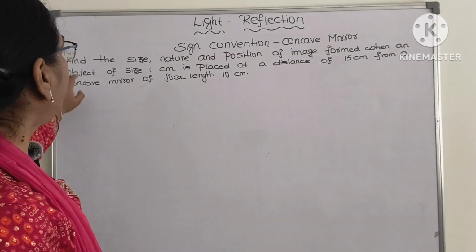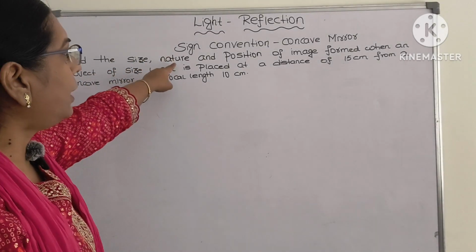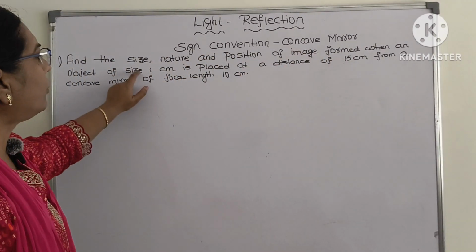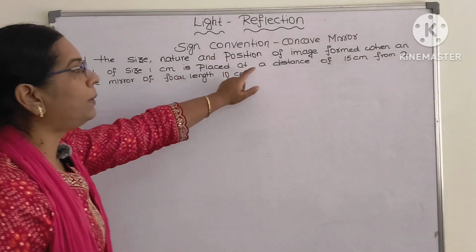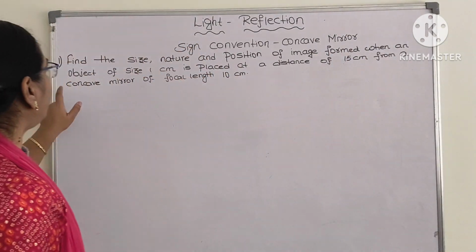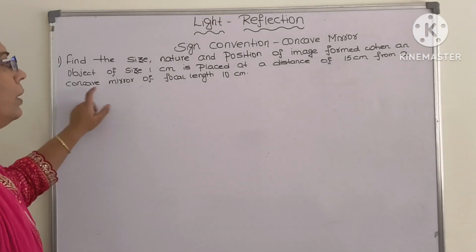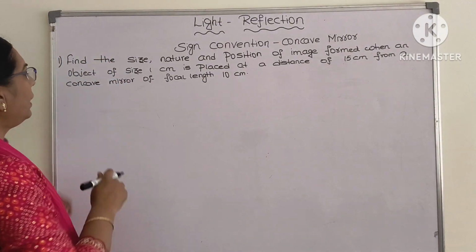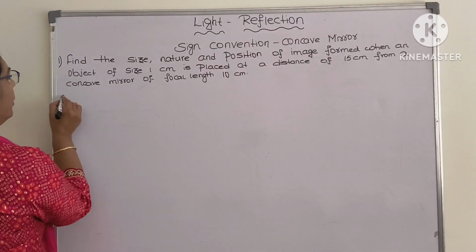Let us solve the first numerical. Find the size, nature and position of the image formed when an object of size 1 centimeter is placed at a distance of 15 centimeters from a concave mirror of focal length 10 centimeters. So what is the first thing? It is a concave mirror.